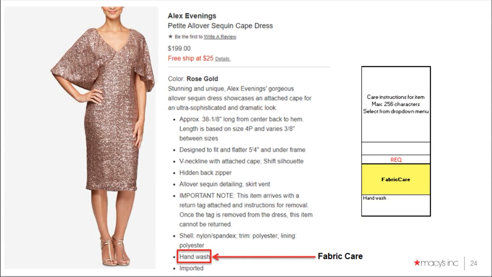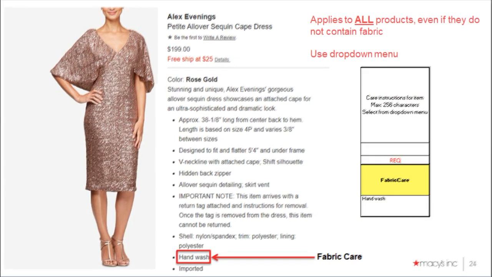Fabric care is a bullet that appears on the product page. While the label is fabric care, this applies to all products, even if they do not contain any fabric. For this field, simply select one of the options from the drop-down menu.